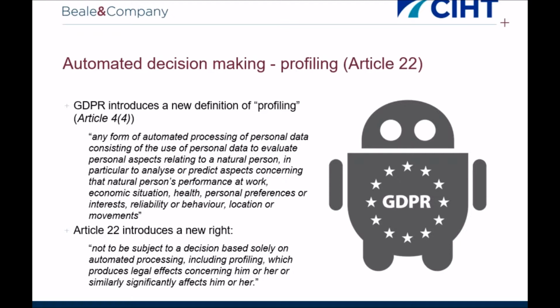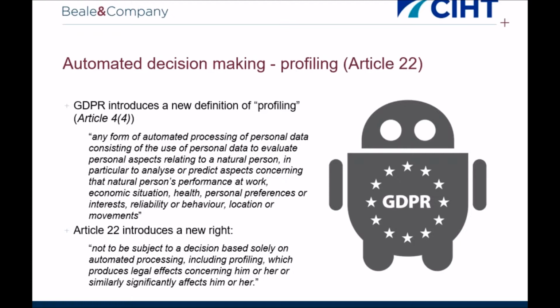This can be very useful data for controllers as it can lead to quicker and more consistent decisions. But if used irresponsibly, there are significant risks for individuals. The GDPR provisions are designed to address those risks. Article 22 restricts you from making solely automated decisions, including based on profiling. It says that the data subject shall have the right not to be subject to a decision based solely on automated processing, including profiling, which produces legal effects concerning him or her or significantly affects them.